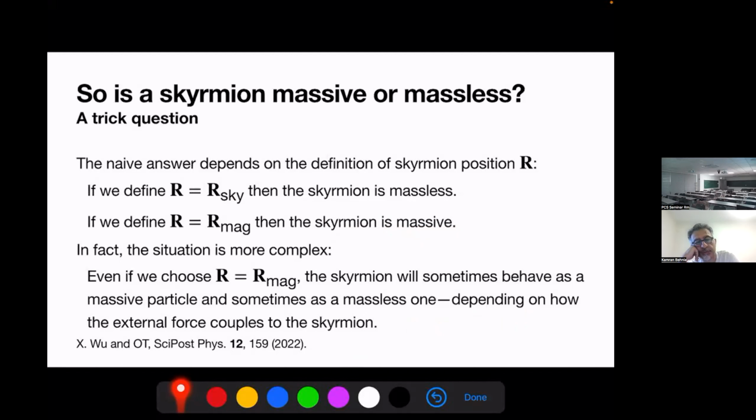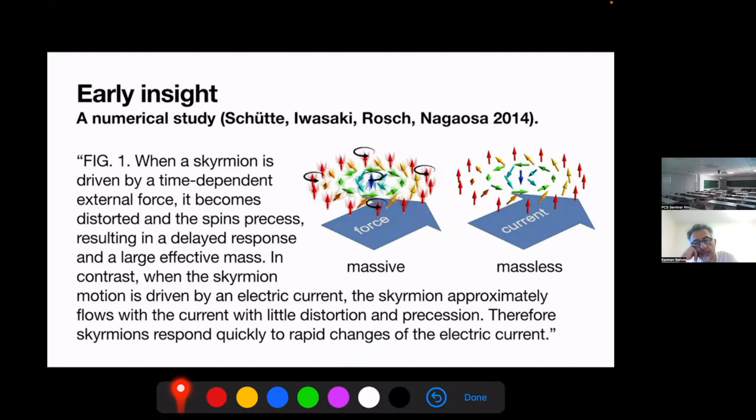So we describe it in our paper, but in fact, an early indication of that came from an earlier paper by Roche, Nagaosa and their junior colleagues, in which there's figure 1, in which you can read the following caption. When a skyrmion is driven by a time-dependent external force, it becomes distorted and the spins persist, resulting in a delayed response and a large effective mass. In other words, if you drive your skyrmion with an applied force, like a magnetic field gradient or something like that, you get massive dynamics, they concluded.